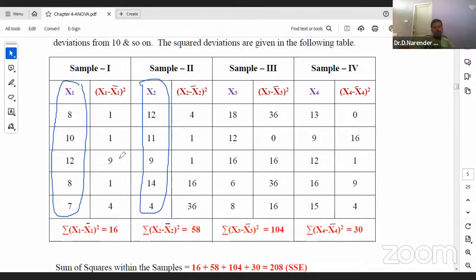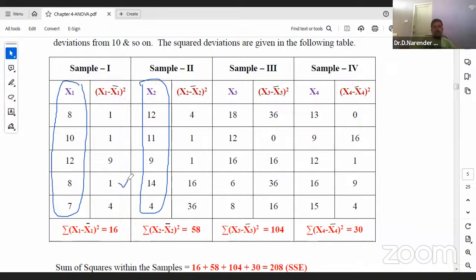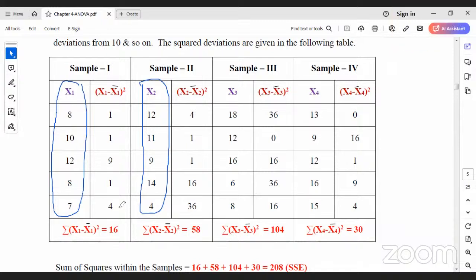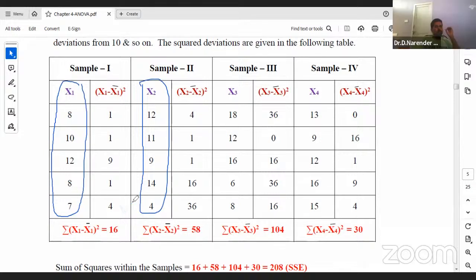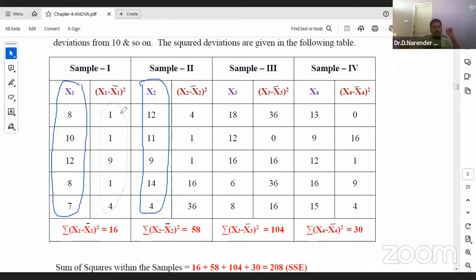The next one, 12 minus 9, how much? 3, sir. 3 square, 9. Right. Then 8 minus 9, 1. 1 square, 1 only. Then 7 minus 9, 2. Right. That 2 square is 4. Okay, is it clear, all of you? Yes, sir. The first sample step is clear.